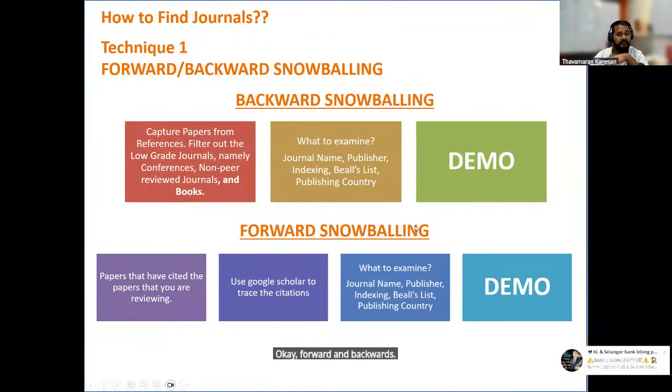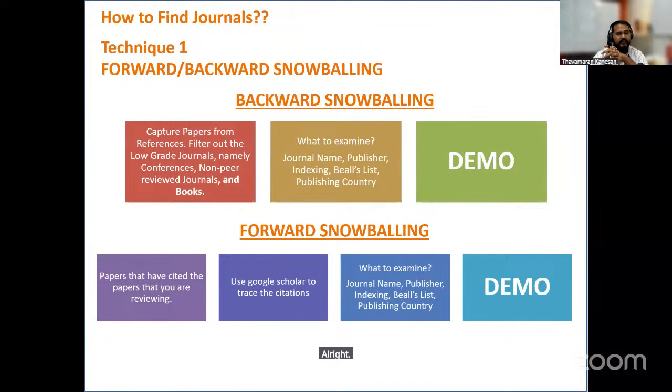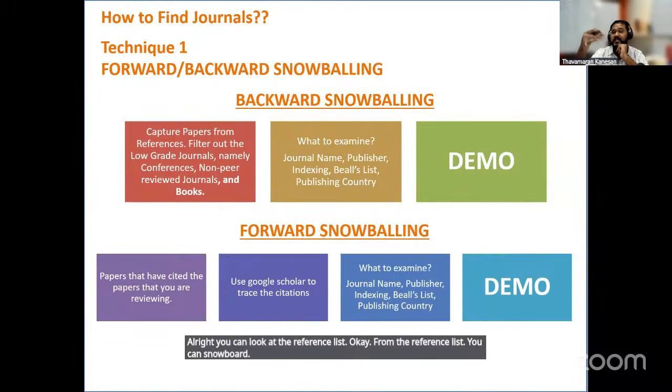That means when you write a paper, you can look at the reference list in that paper and snowball from it. Whichever papers you cited can be potential journals to submit your paper to. So that's how you can pick them up.